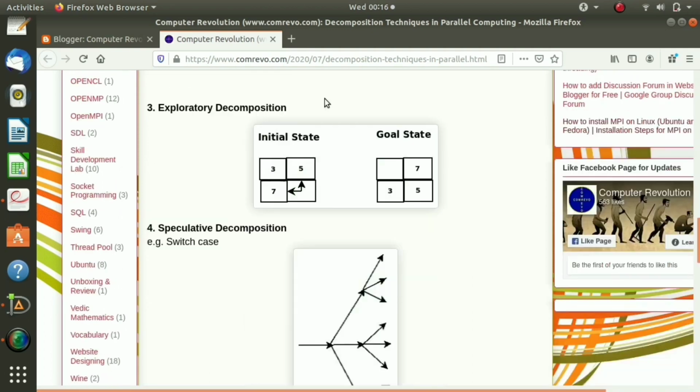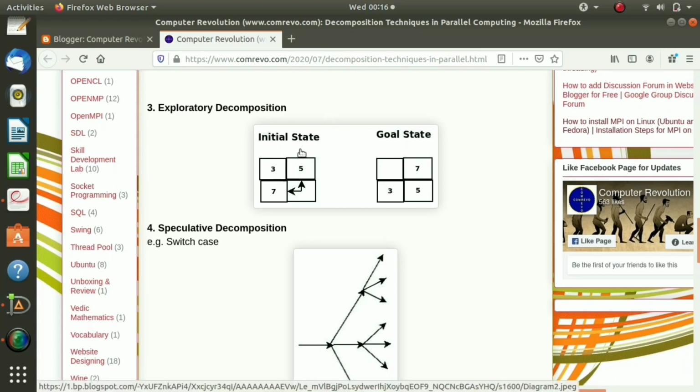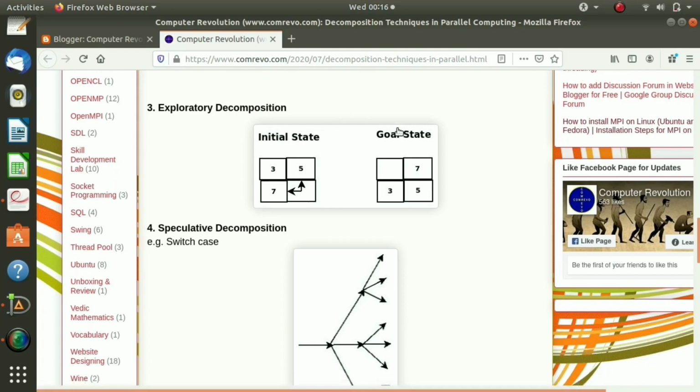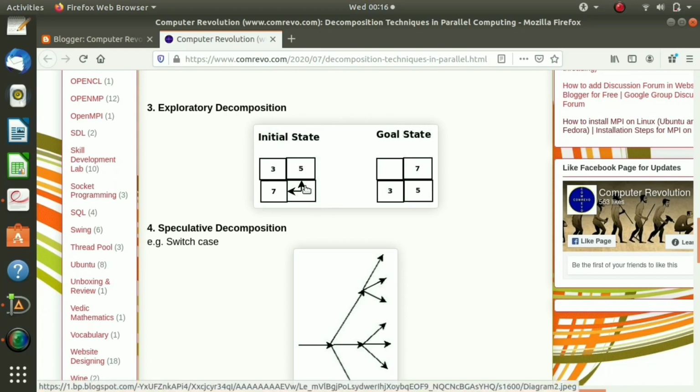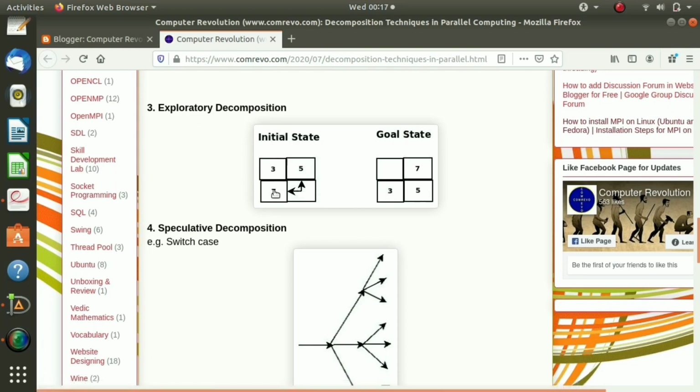The next technique for decomposition is exploratory decomposition. The best example for this is the puzzle problem, where the initial state is given and we have to find the goal state. Here we divide a search space and each time we check whether we got the goal state or not. For example, here we can move upwards or we can move leftwards. And at the same time we are checking whether we got the goal state or not. So here we are decomposing, and at the same time we are solving the problem. That is called exploratory decomposition.